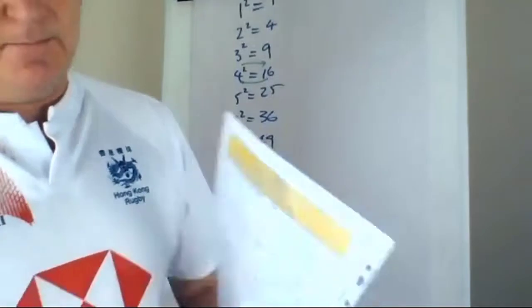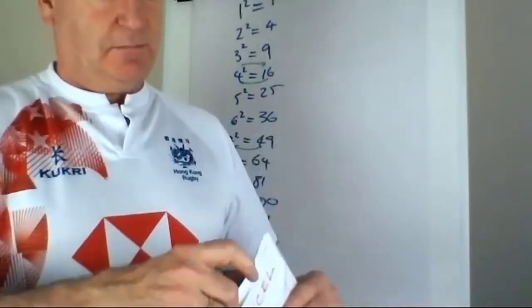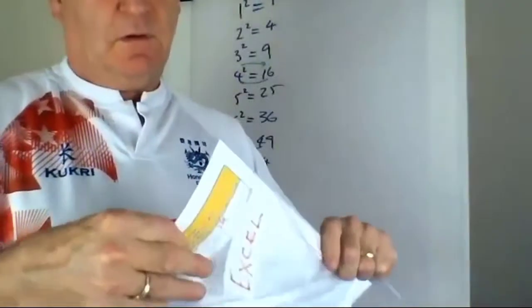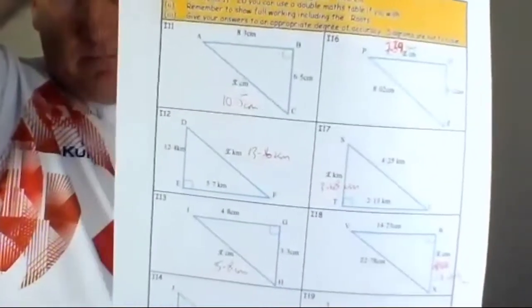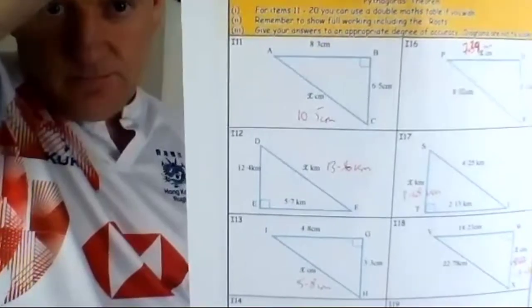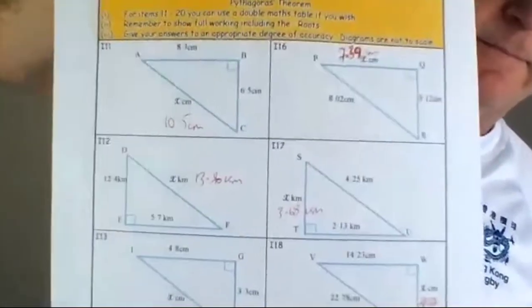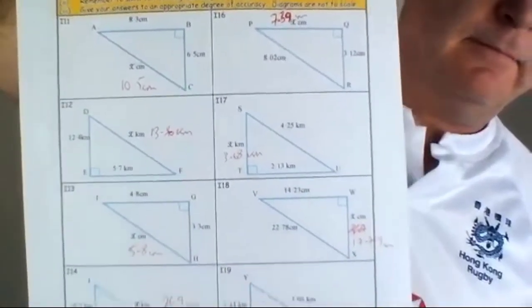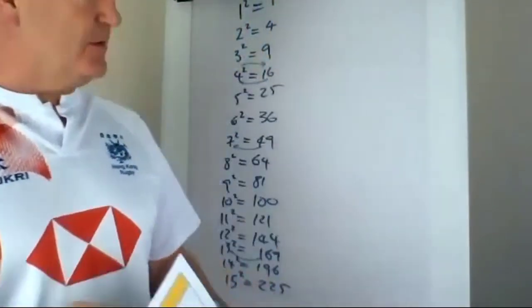they may look something like this, might they? They look something like, because we have these sheets on our courses on a Saturday. So maybe you have questions that look like this. And what is it? What is it all the time? Pythagoras. Why is it Pythagoras?